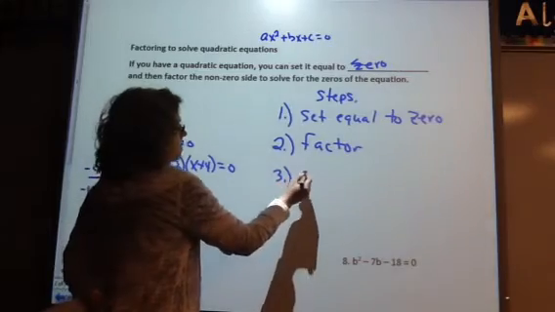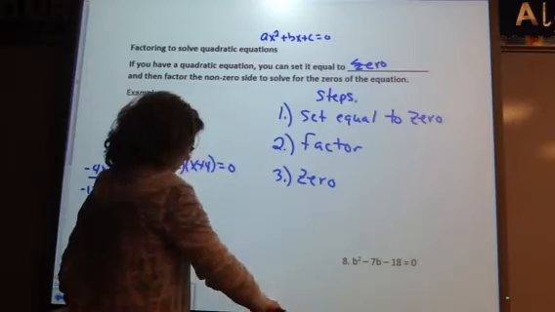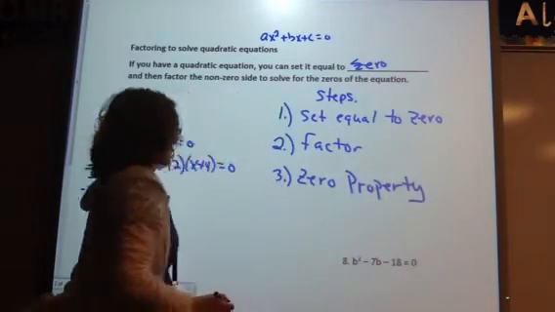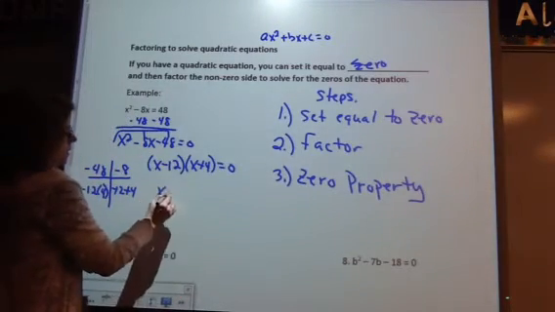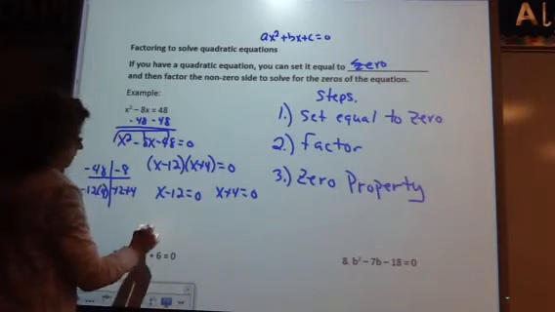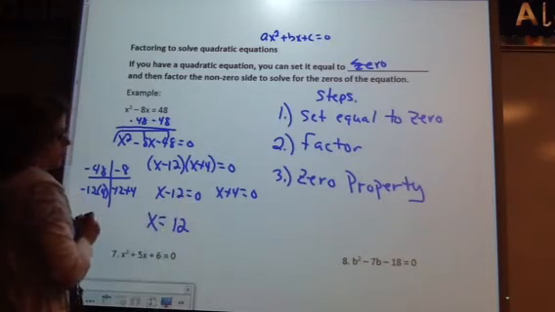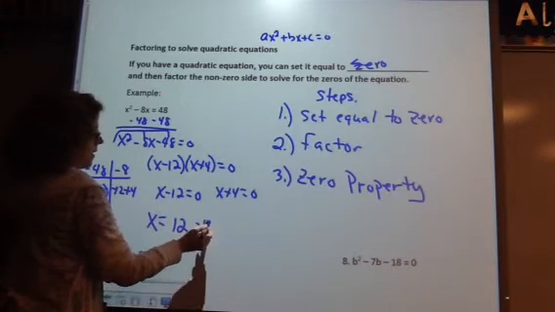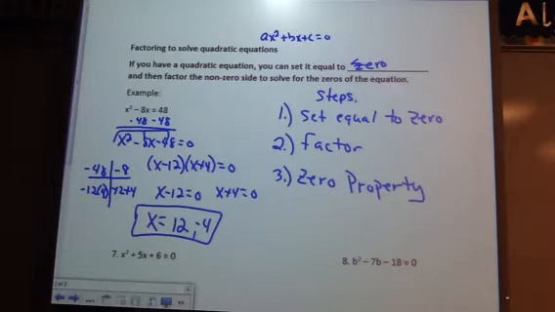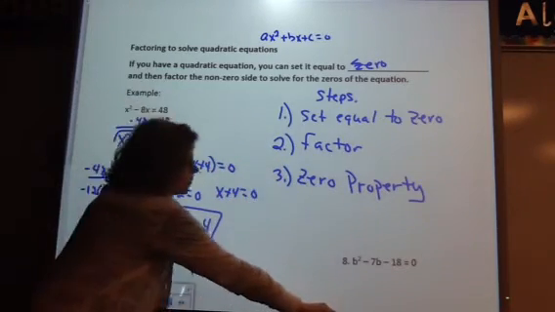And then our third step is to do what we just did on the first page. Use our zero property. So we have x minus 12 equals 0, x plus 4 equals 0. So our solution here is going to be positive 12, add 12 to both sides, and negative 4. Subtract 4 on both sides. Okay? Set equal to 0, factor, use your zero property.